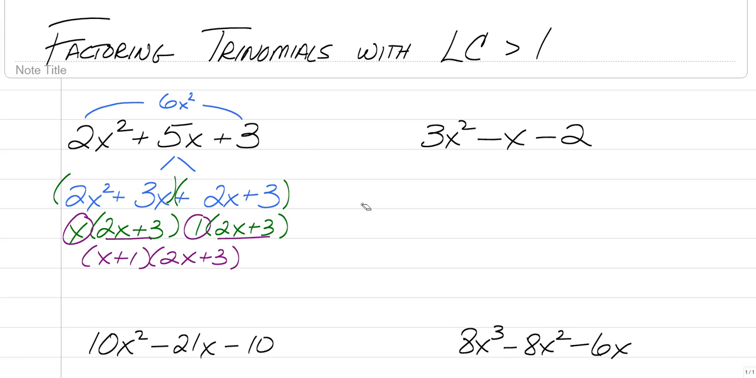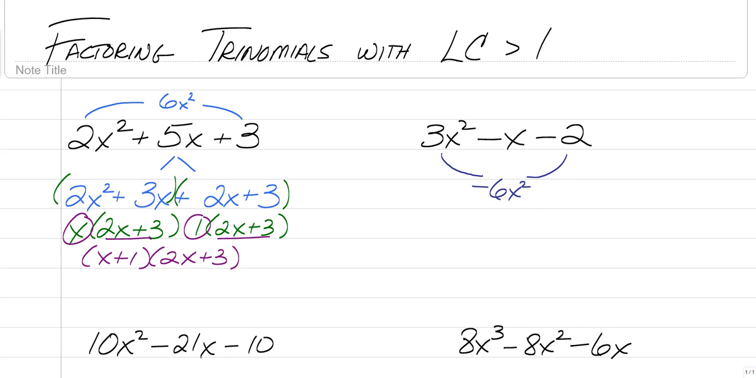So the next one, I'm just going to show you Batman. Why am I going to show it to you? No other reason than it looks cool. So the same thing, you still have to multiply the first term and the last term together. 6x squared times a negative 2 is a negative 6x squared.